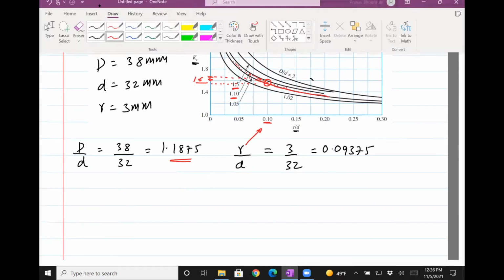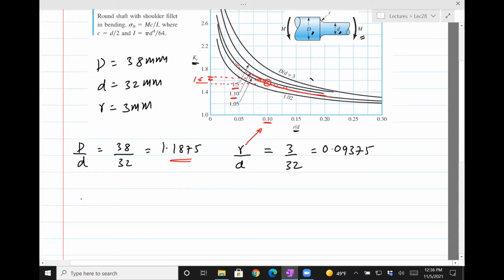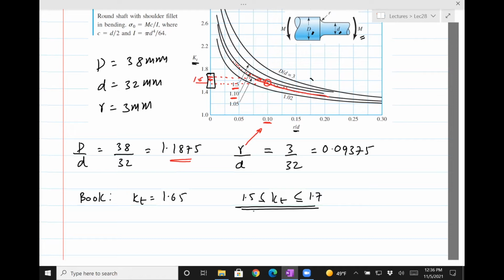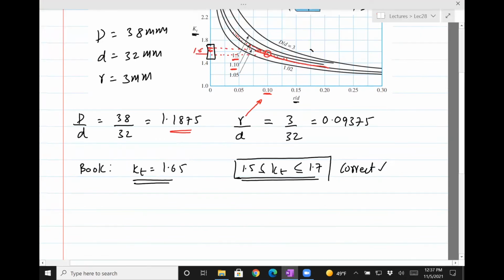So from the book, they say that KT is 1.65, but anything in this ballpark is fine. So 1.5 to 1.7, if you assume any value, it will be right, because you just cannot quite pinpoint it from the figure, right? I'm going to take this value from the book, but all these values are correct.